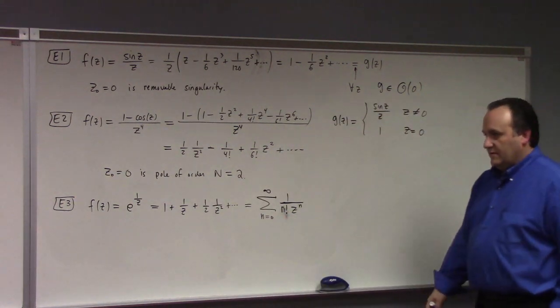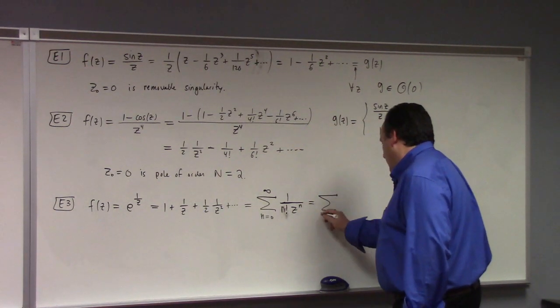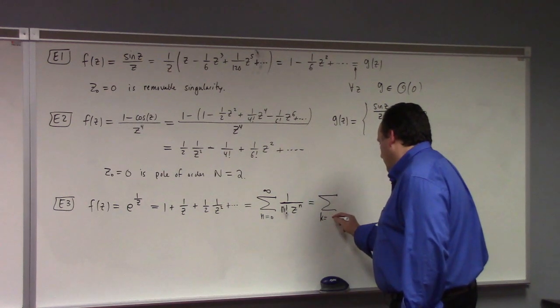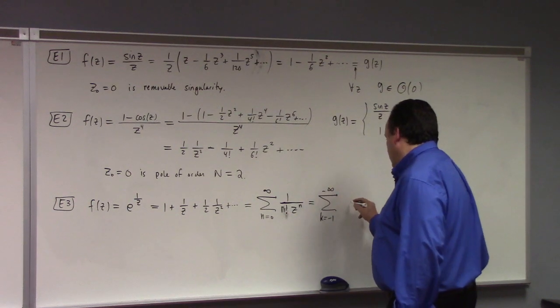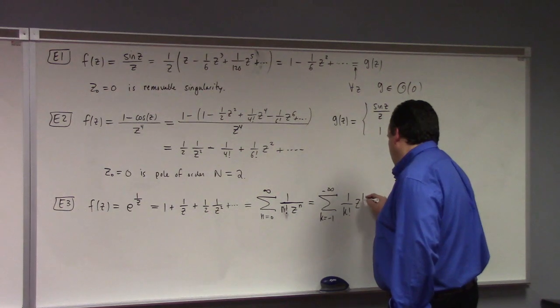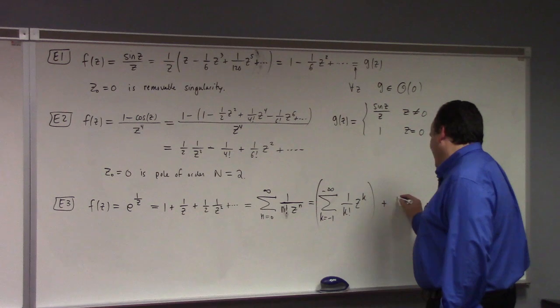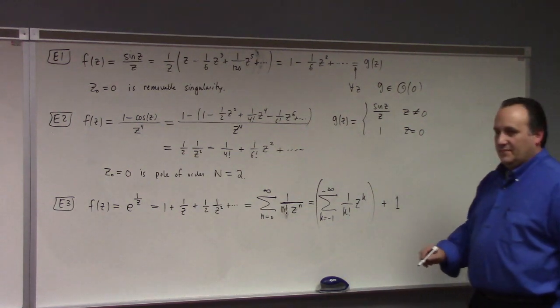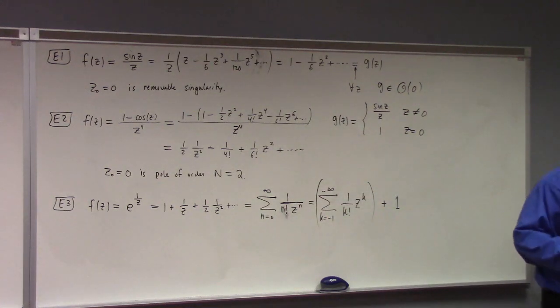There's a formula for it. If you like, I could rewrite that more in the style of my definition: the sum k equals, let's say, minus 1 to minus infinity of 1 over k factorial z to the power k, plus 1. So this whole part has infinitely many singular terms, infinitely many reciprocal powers at 0. This is an essential singularity, all right?